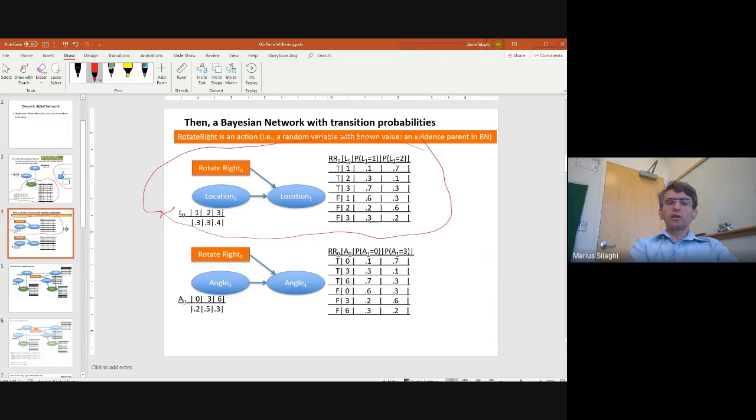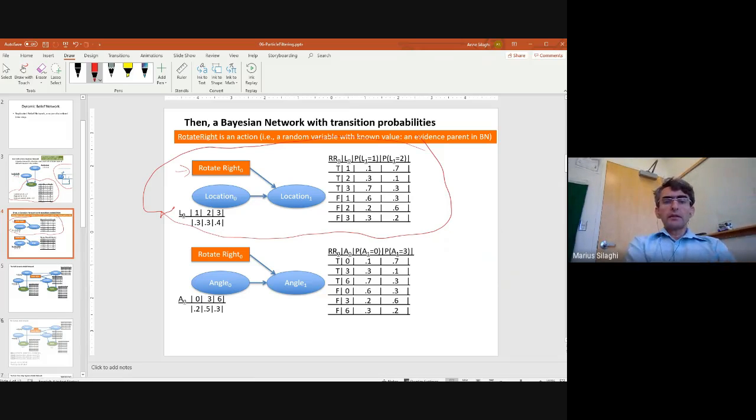The difference between an action and an evidence is that an action is a parent in our belief network. So the belief network is a transition, okay? And to denote that it's an action, I'm not going to use circles, but squares. And in this set of slides, they are orange squares, okay?